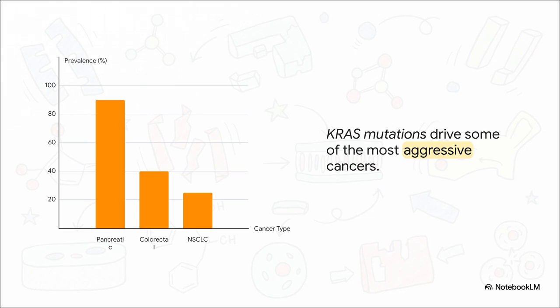When we zoom back out to the macro level, the patient impact of this stuck switch is just devastating. According to our sources, KRAS mutations drive up to 90% of pancreatic adenocarcinomas. 90%! In fact, research from Dana-Farber has shown that KRAS mutations all by themselves are enough to initiate pancreatic cancer. We also see this same mutation in 40% of colorectal cancers and 25% of non-small cell lung cancers. These are highly aggressive diseases, often associated with a very poor prognosis.